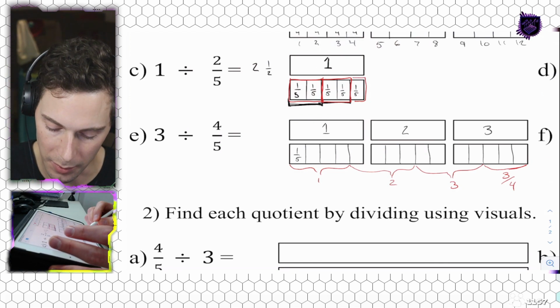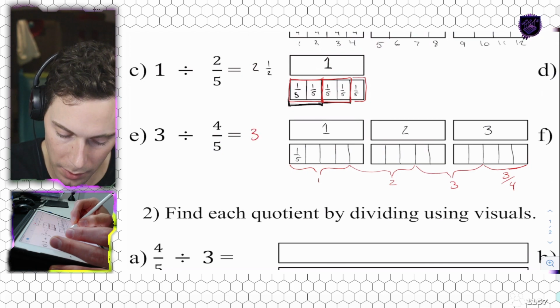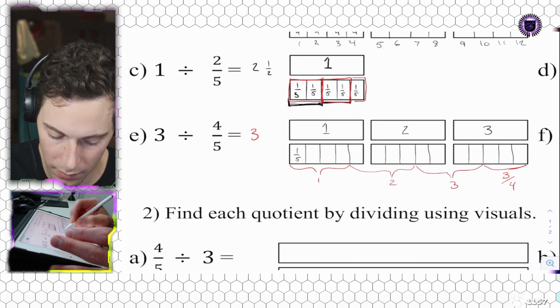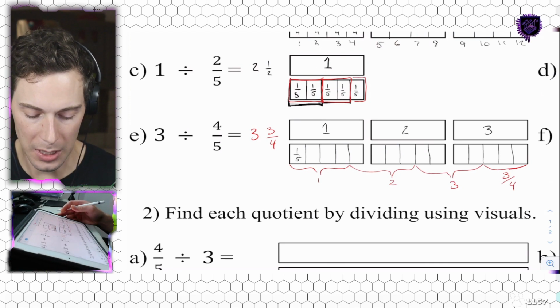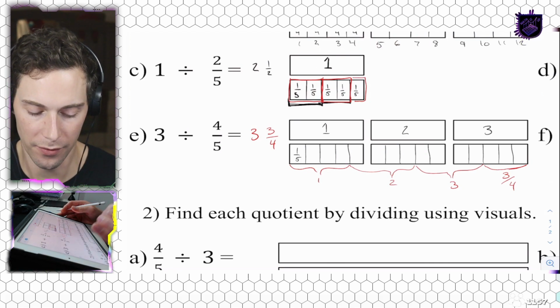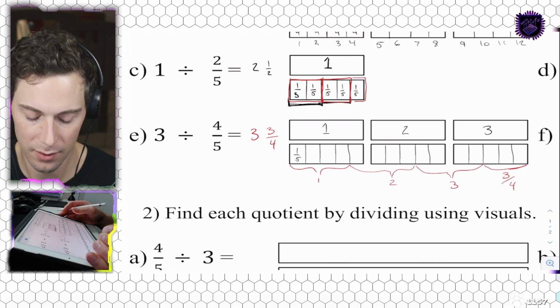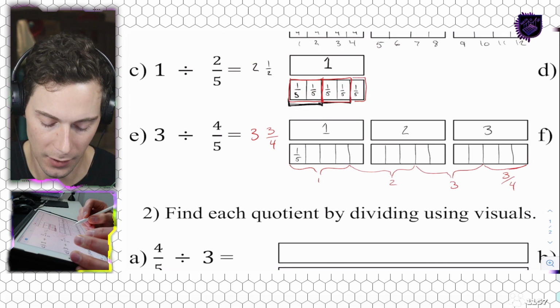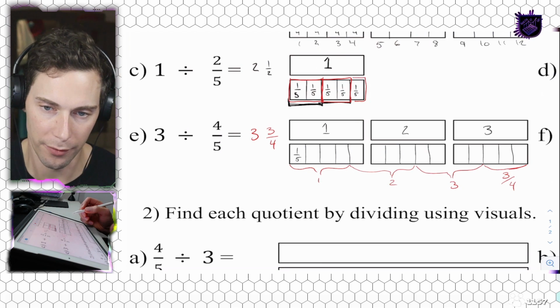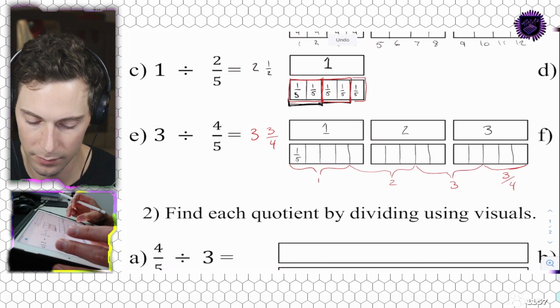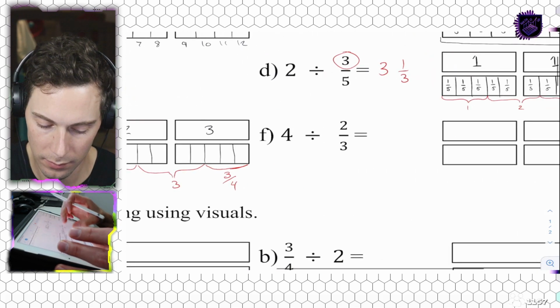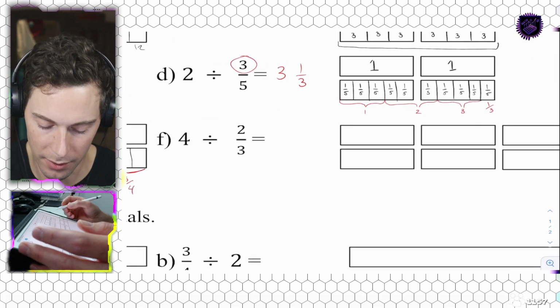So my answer is going to be 3 and 3/4. I have 3 whole groups of 4/5. And then I have 3 out of 4 remaining because this last one here. Okay.